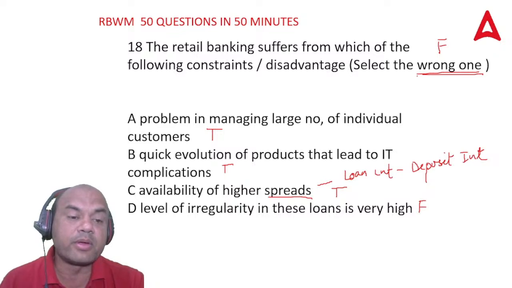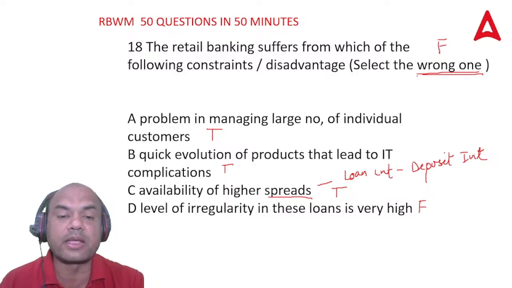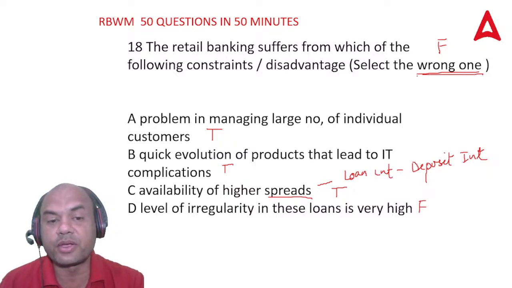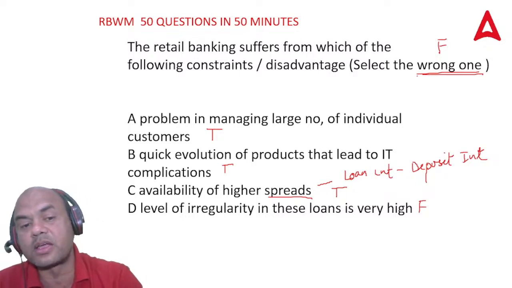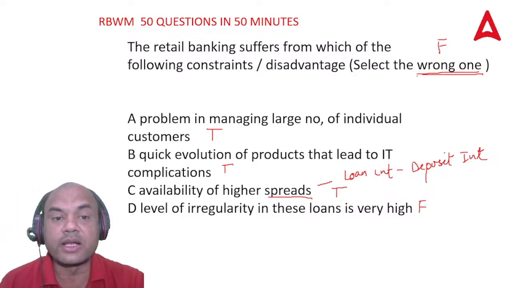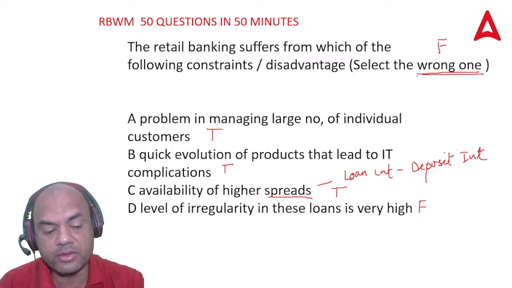Why? Because people generally, for retail banking, follow this model: people take the loans and repay the loans immediately. So that is an advantage over here. Got it?